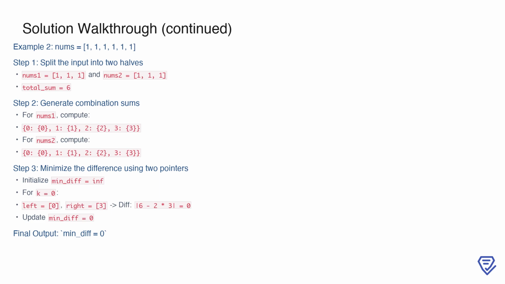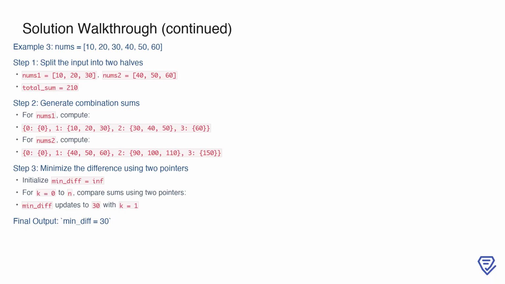Moving to the minimization step, we initialize min_diff to infinity. For k equal to 0, left_sums gives 0, and right_sums gives 3. Adding these, the difference is the absolute value of 6 minus 2 times 3, which is 0. Since this is the smallest possible difference, min_diff is updated to 0, and no further comparisons are needed. Thus, the minimum difference for this example is 0.